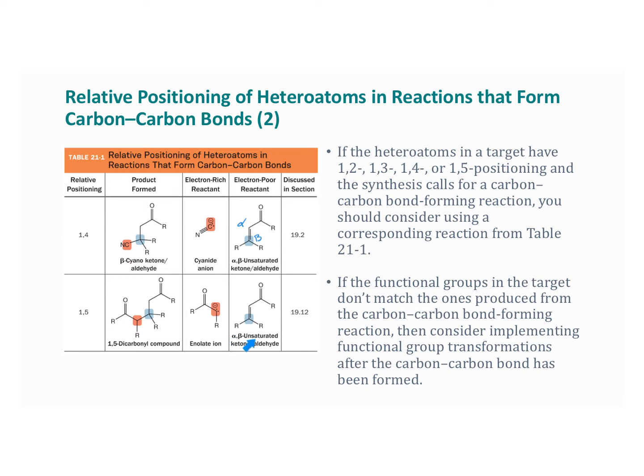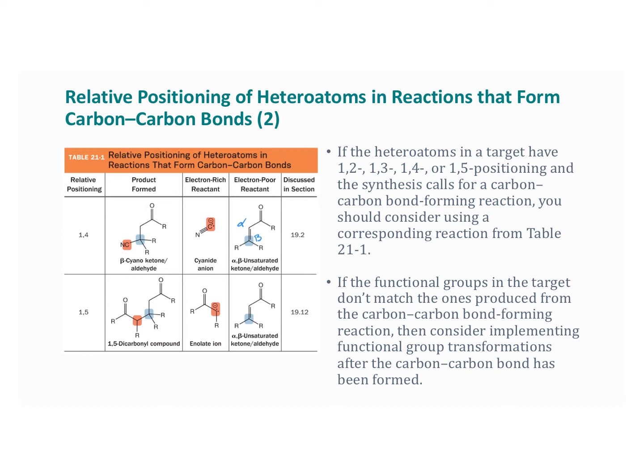And so we have an alpha-beta unsaturated ketone or aldehyde. It reacts with an enolate ion. And what you see here is 1, 2, 3, 4, 5. So we have the 2 oxygen atoms there.